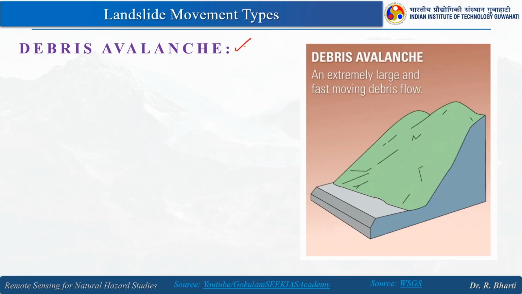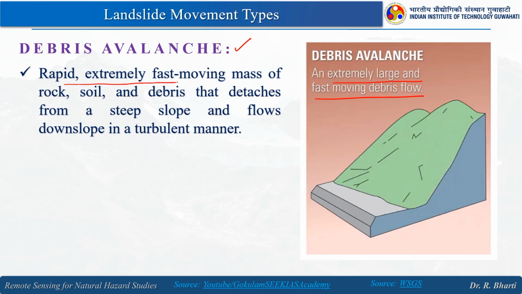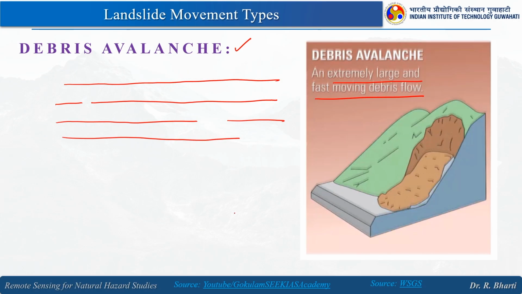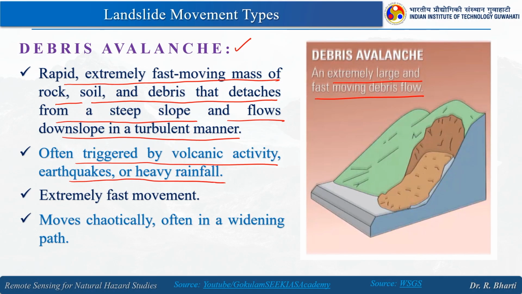Then comes the debris avalanche. This is an extremely large and fast-moving debris flow, right. It is a rapid, extremely fast-moving mass of rocks, soil and debris that detaches from a steep slope and flows downslope in a turbulent manner, right. Often triggered by volcanic activity, earthquakes or heavy rainfall, and it is very fast. So, the velocity is very high, the rate of movement is very high. It moves chaotically, often in a widening path, right.